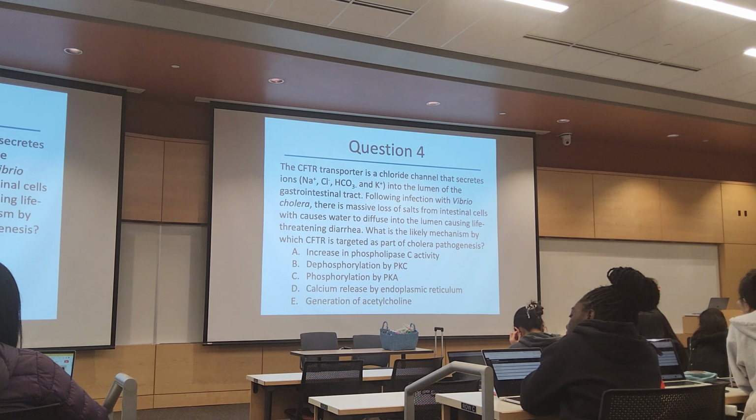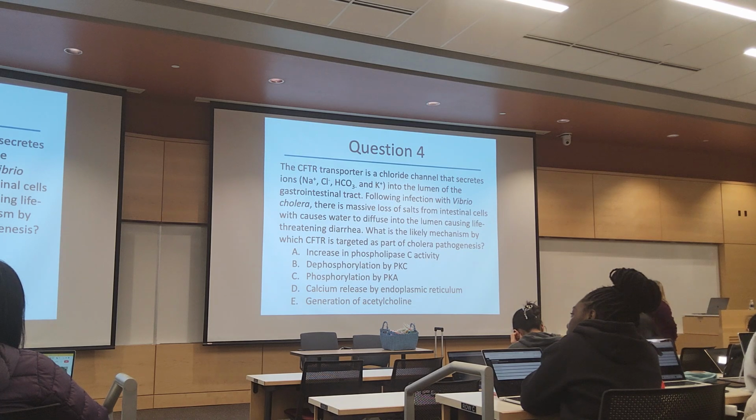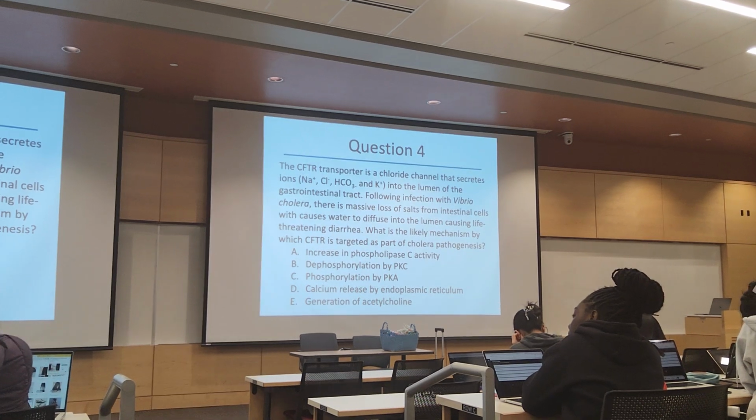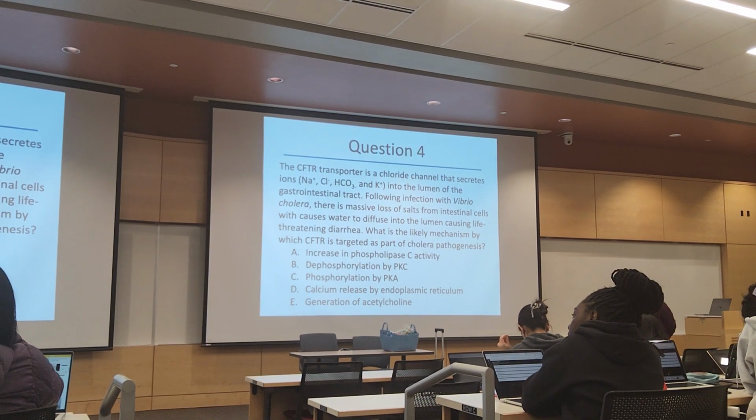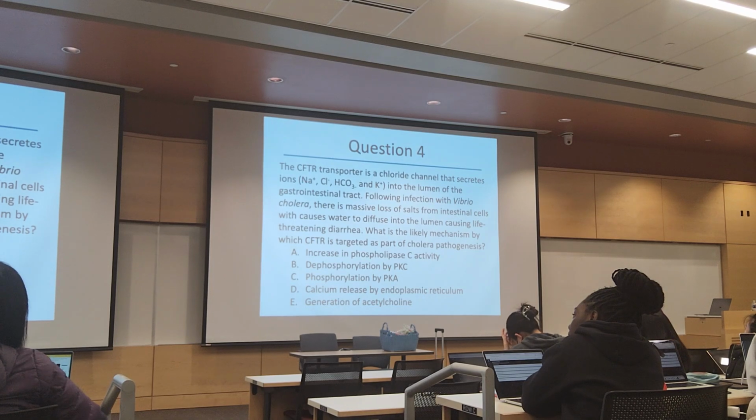So that's important to be able to have salts as part of our salt excretion. If you have an infection with cholera, the bacteria Vibrio cholerae, there's going to be massive loss of salts from intestinal cells, which causes water to diffuse into the lumen, causing life-threatening diarrhea. So what do you think is the likely mechanism by which CFTR is targeting cholera pathogenesis?